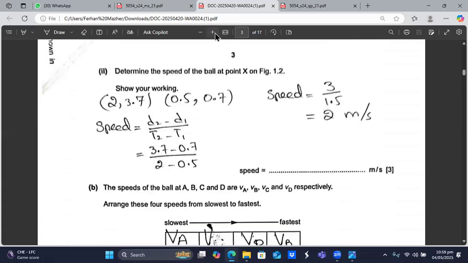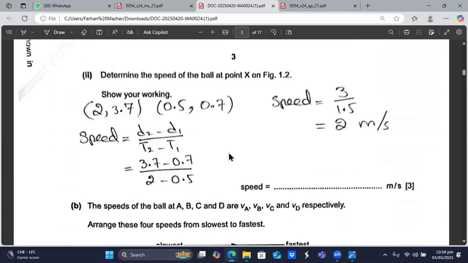And on your screen, I hope you can see this clearly. We have taken 2 points on that tangent, (2, 3.7) and (0.5, 0.7). And then I will find the gradient of that tangent. The formula is y2 minus y1 divided by x2 minus x1. This formula you have studied in your mathematics.